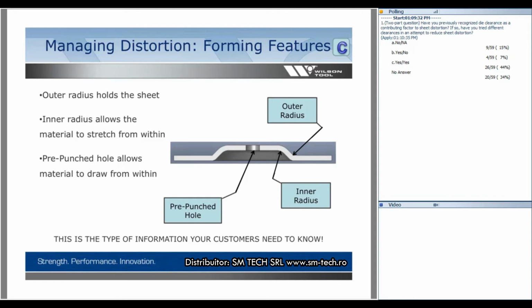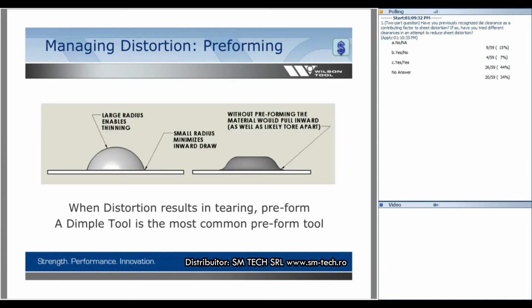If you could ignore their model or their drawing and say, hey, I want to make my radius smaller on the outside and larger on the inside, that'll help. This is information that you can share with your customer to kind of head off your problems. Sometimes they won't let you make the change.